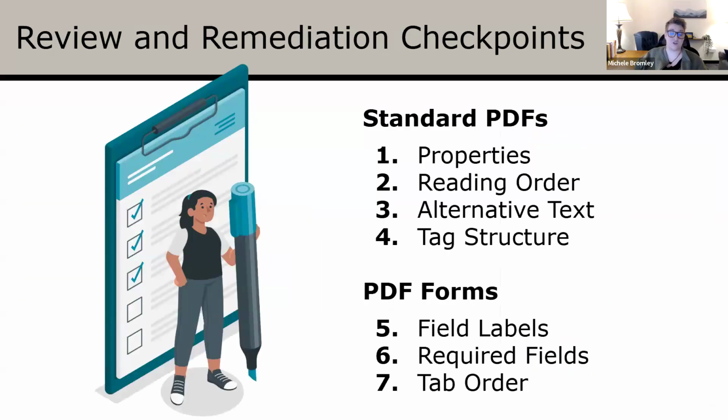Next, you have your review and remediation checkpoints. I like to break these up into standard PDFs and PDF forms, which require some additional validation criteria. So for standard PDFs, you're really thinking about 4 major things: properties, reading order, alternative text, and tag structure. For PDF forms, it adds on to it because you still got to think about those first 4 things from standard PDFs. But for PDF forms, you're also thinking about field labels, required fields, tab order, and then spoiler alert, you're going to have to circle back and look at tag structure again.